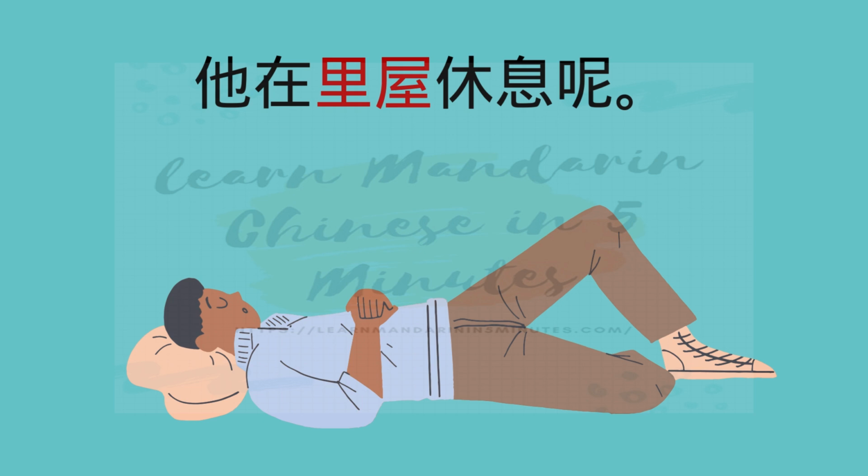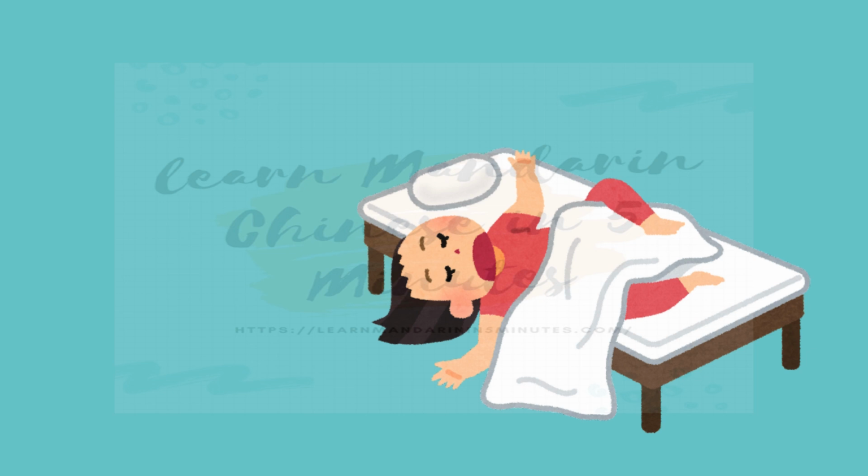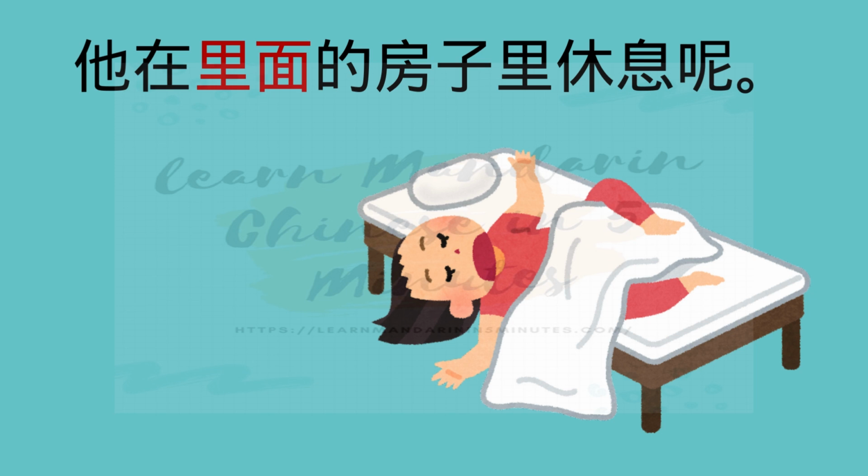他在里屋休息呢. In this sentence, you cannot change 里屋 to 里面, 里边 or 里头 because 里屋 means inner room and not inside a room. If you want to use 里面, 里边, 里头, you can say 他在里面的房子里休息呢 or 他在里头的房子里休息呢 or 里边的房子里休息呢.